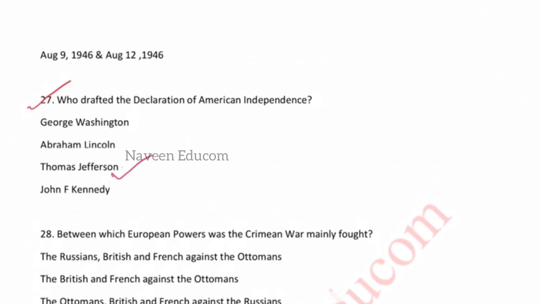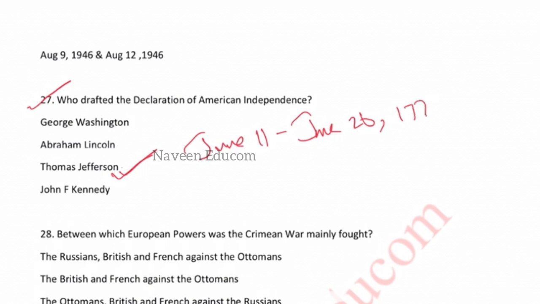The Declaration of Independence was drafted by Thomas Jefferson between June 11 and June 28, 1776. So this year is also a very important year and date. Please note that this is the first point we are studying here. This was done between June 11 and June 26, 1776.